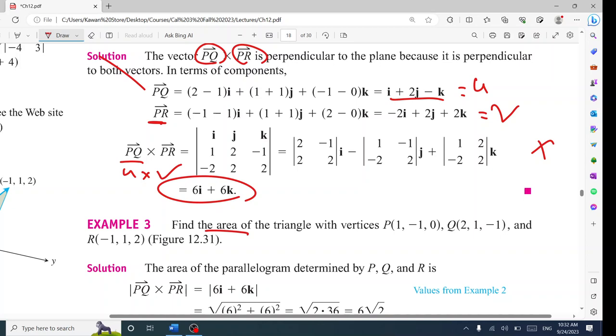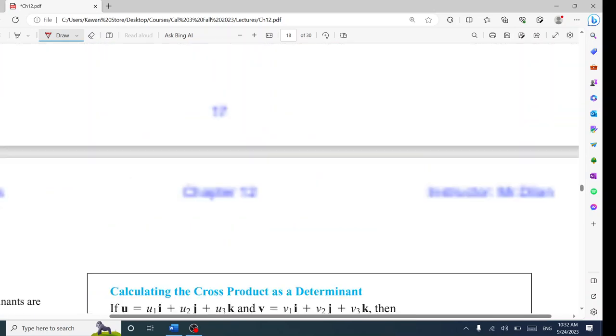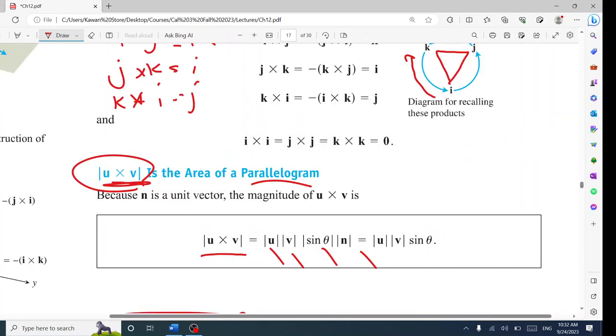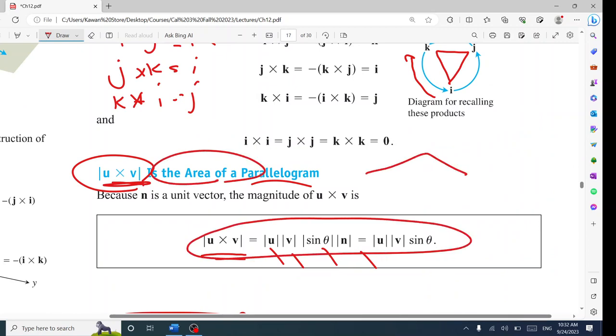How about area? We say area is related to length, as I told you we are going to use later. Do you remember area? Area of what? Area of a parallelogram. How about a triangle? The area of a triangle is equal to the area of the parallelogram divided by 2.